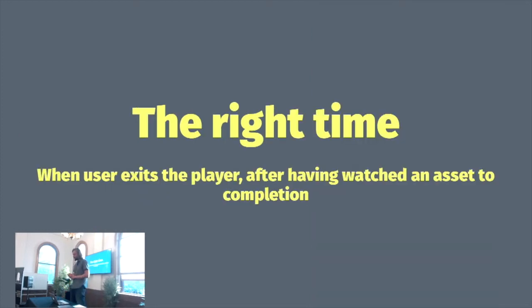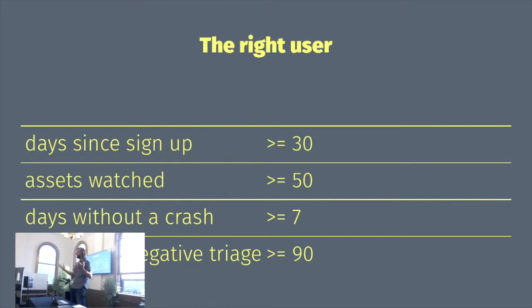In this app, the right time was identified as when a user exits the video player after completely watching an asset, so a movie or an episode from a TV series. The idea being that when you exit the player, you're in between things, and if you watch something all the way to the end, you must have liked it, otherwise you would have stopped and exited earlier.